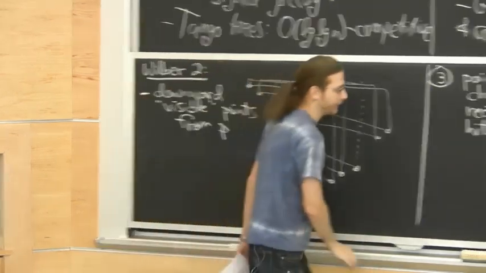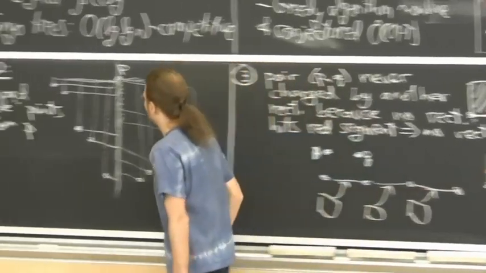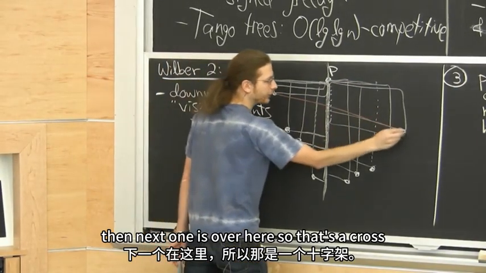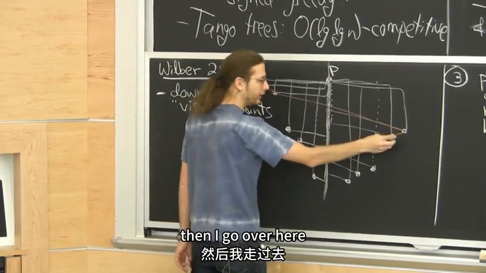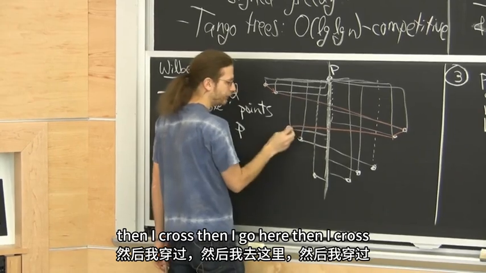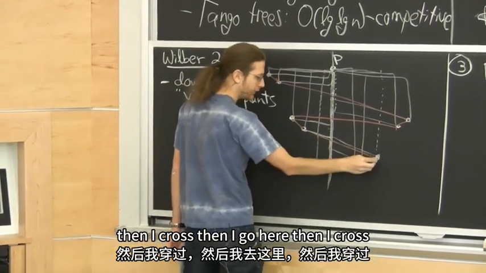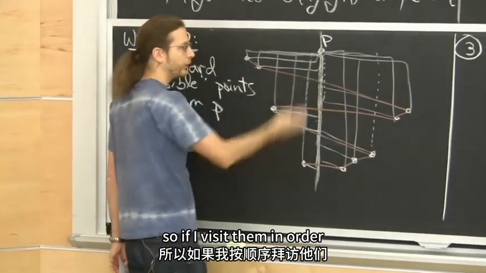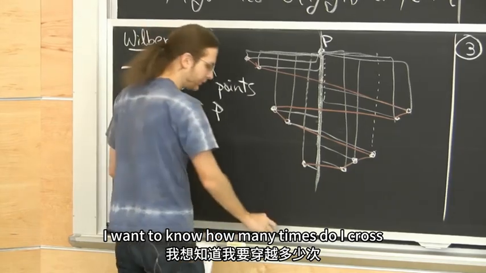So let me add some red. I start here, maybe I go to here. Then the next one is over here, so that's a cross. Then I go over here, then I cross, then I go here, then I cross, go here, here, cross. So if I visit them in order, I want to know how many times I cross this vertical line.